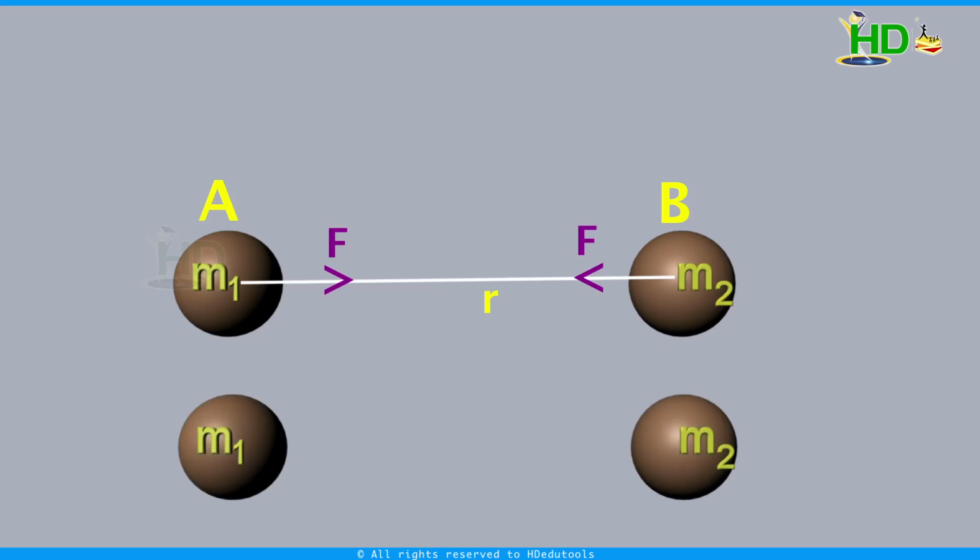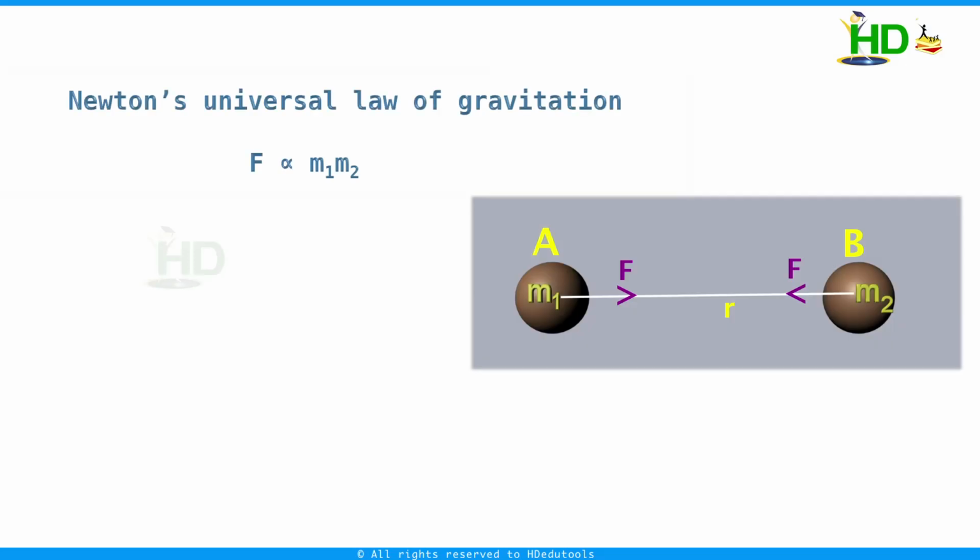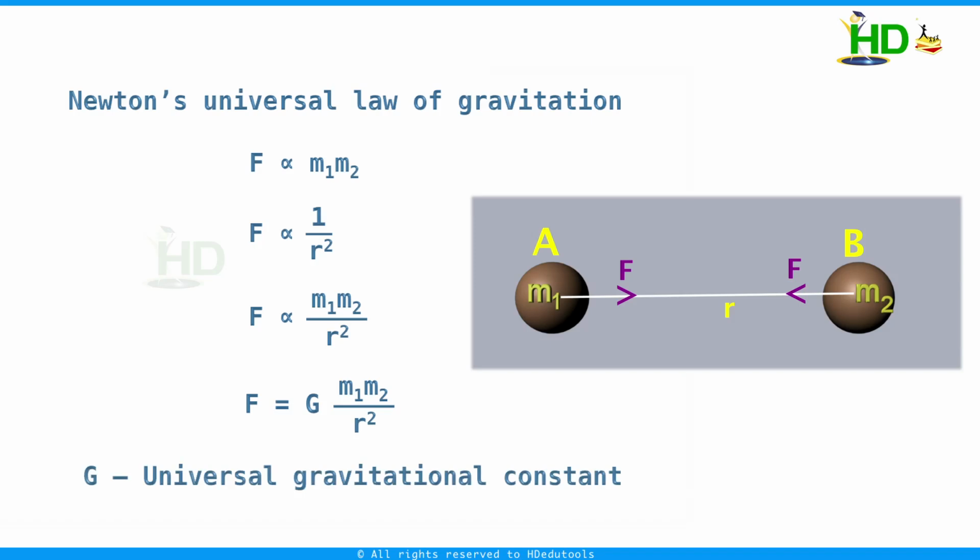or force of gravitation between the bodies, is directly proportional to the product of masses, that is F proportional to m1 m2, and is inversely proportional to the square of distance between them, that is F proportional to 1 by r square. Combining these two equations, we get F proportional to m1 m2 by r square, or we can write this as F equal to G into m1 m2 by r square. This G is called the universal gravitational constant. This is the mathematical form of Newton's law of gravitation.